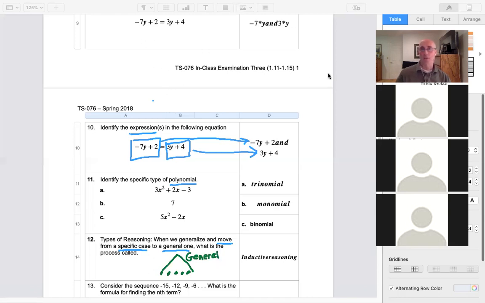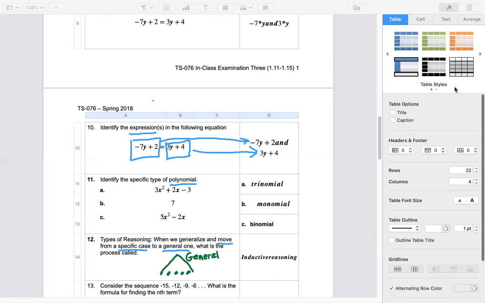It's inductive reasoning. And the reason why they call it that is because, sorry guys, I have to do something here, let somebody in the classroom.